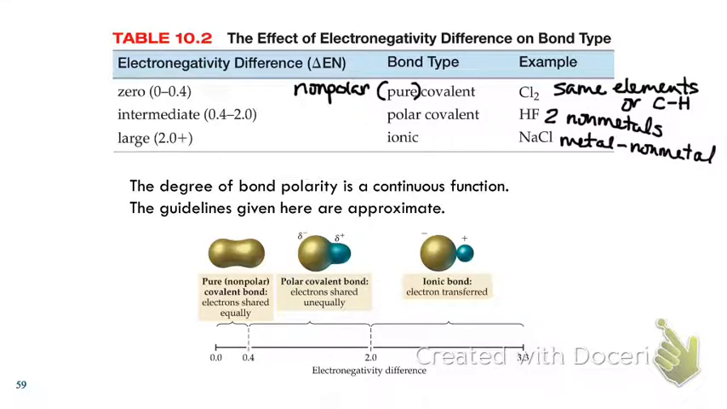Okay? So these numbers, the differences are really nice. We're not going to do that on exams. I don't expect you to remember that. Two of the same element, or carbon and hydrogen, that's a nonpolar bond. Two different nonmetals, it's not always true, but it will be true on my exams. Two different nonmetals, assume that that's a polar covalent bond. Metal, nonmetal, ionic bond. Any questions?